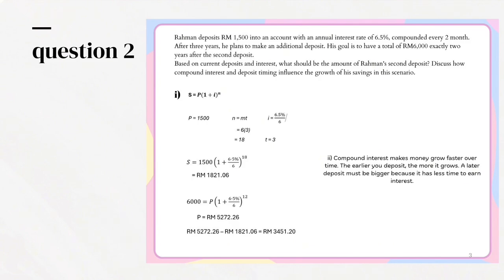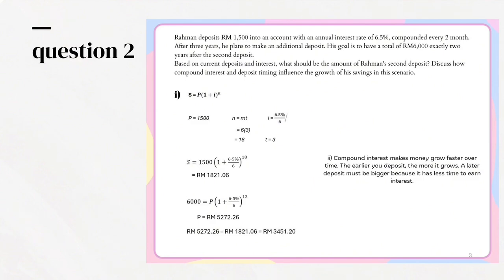Next, I discounted the RM6,000 from year 5 to year 3. This gives me the amount that must exist at year 3, which is 5,272 ringgit and 26 cents. To find the second deposit, I subtracted these two values. So, 5,272 ringgit and 26 cents minus 1,821 ringgit and 6 cents. This gives me the required second deposit, which is RM3,451 and 20 cents.